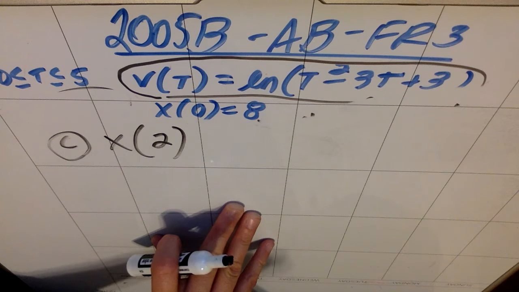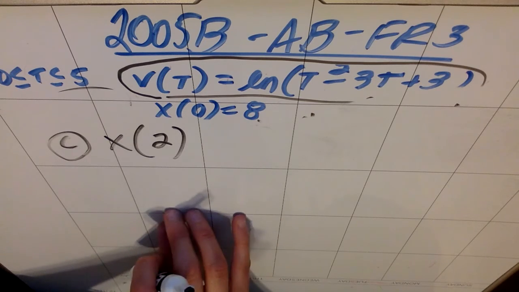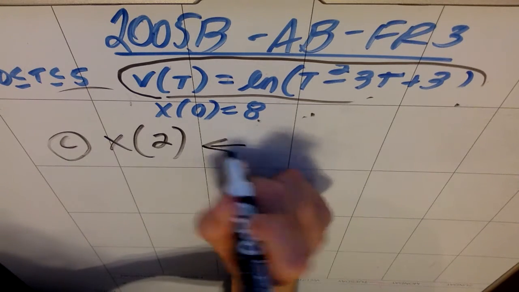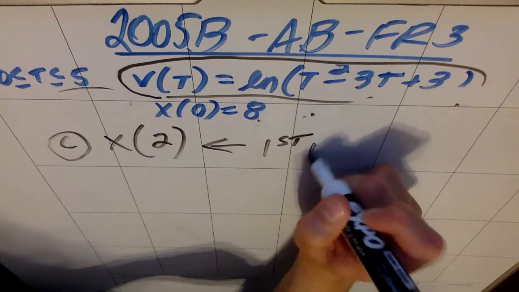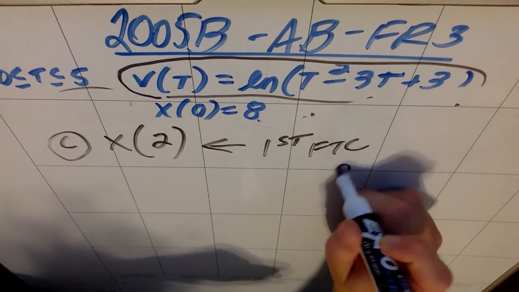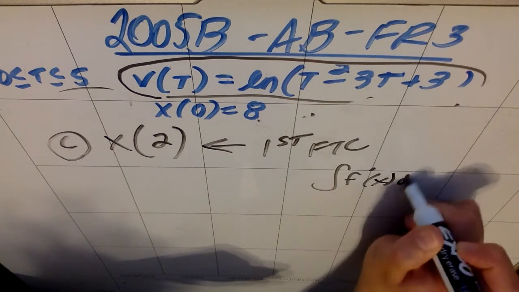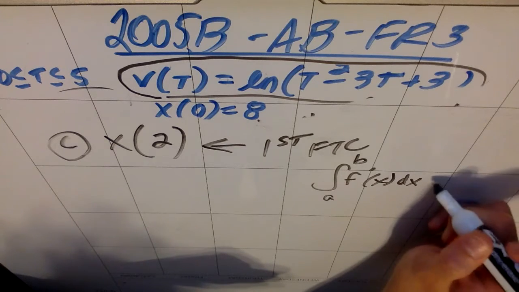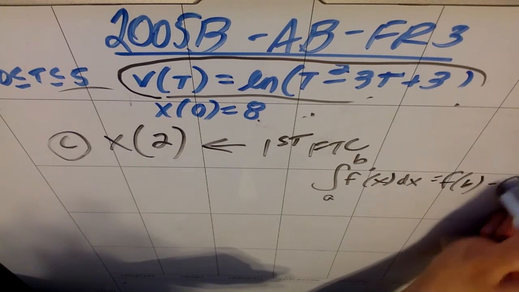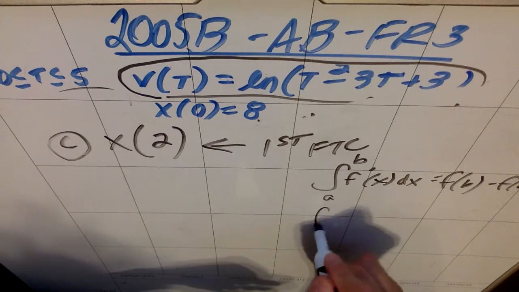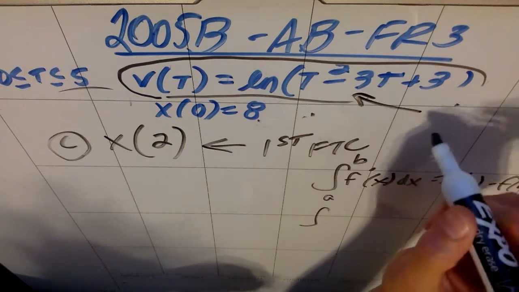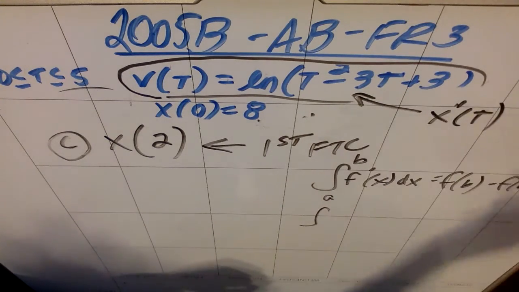So the trick here is that when we want to find our position, this is a first fundamental theorem of calculus question. The first fundamental theorem of calculus says that if you integrate f prime of x from a to b, you get f of b minus f of a. Well, in this situation, we're integrating x prime, because the important thing to recognize is that v of t is the same as x prime of t, the position prime.